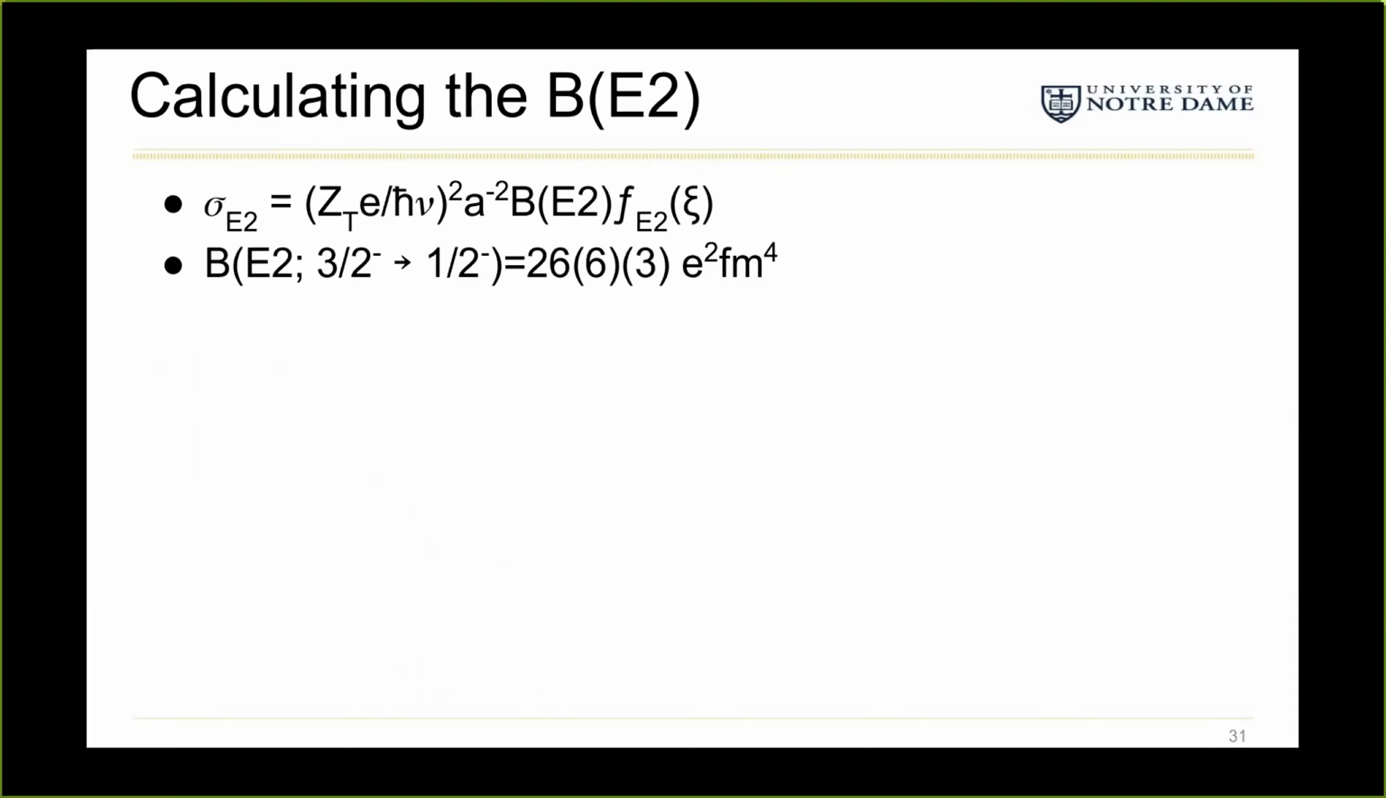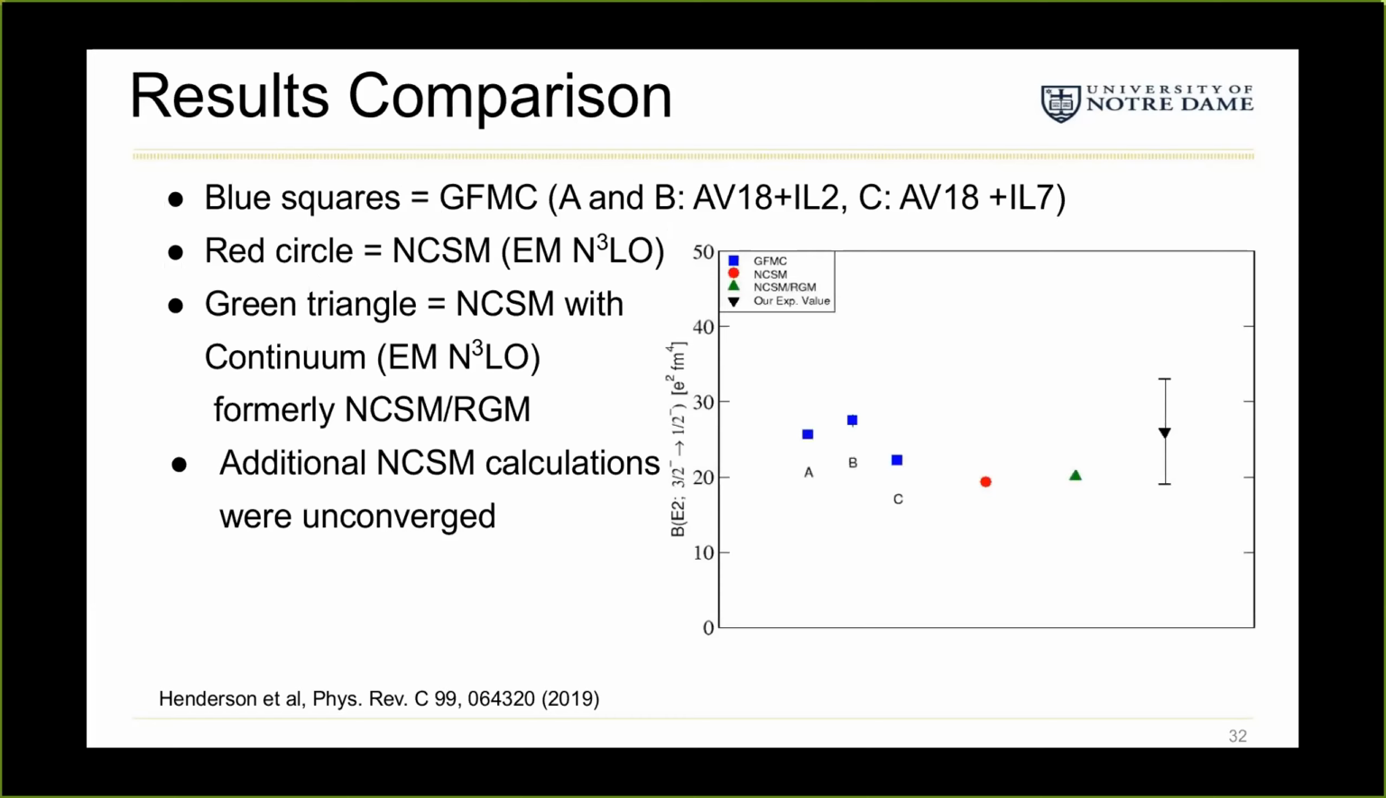There were a couple of systematic uncertainties that we were not able to fully account for in this experiment. If someone wishes to ask me about those, I can go into more detail, but for the sake of time, I'm going to, for right now, just leave those be. But we were able to measure this BE2, which is the first measurement of this value. We now want to compare to ab initio calculations.